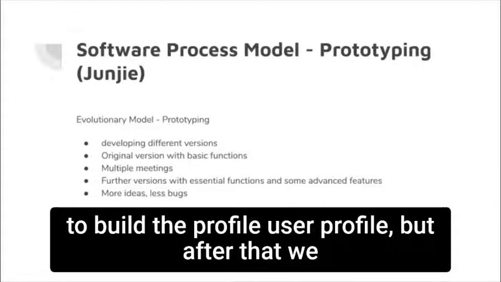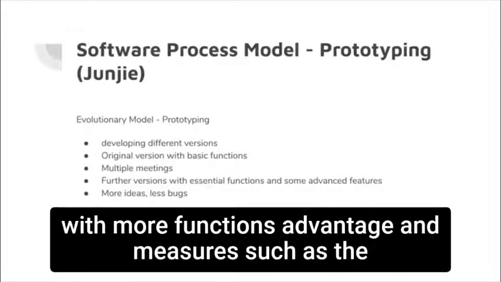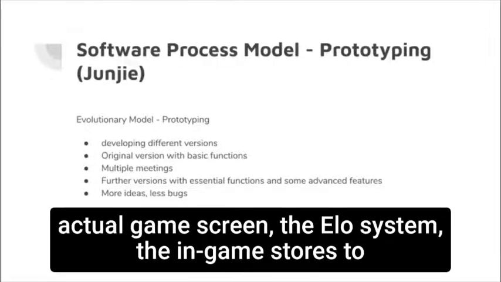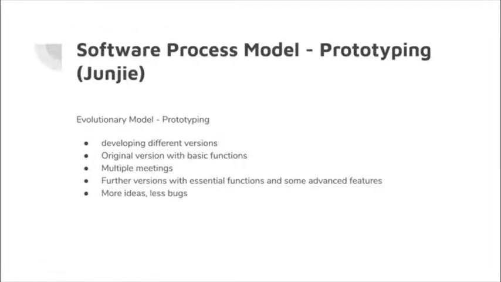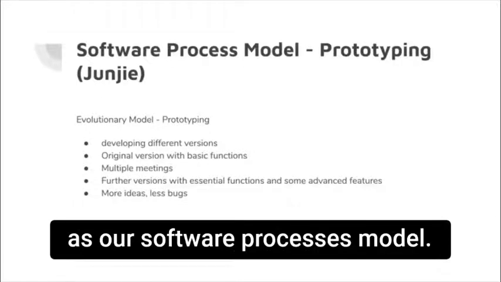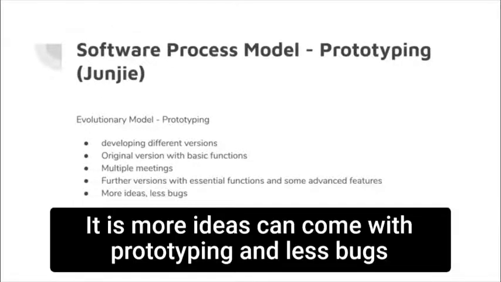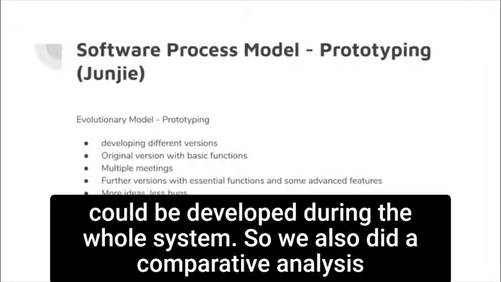But after that, we came together again because we had another version with more functions and advanced features such as the actual game playing, the ELO system, and game stores to build a complete system. The main reason we are choosing prototyping as our software process model is that more ideas can come with prototyping, and fewer bugs could be developed during this whole system.